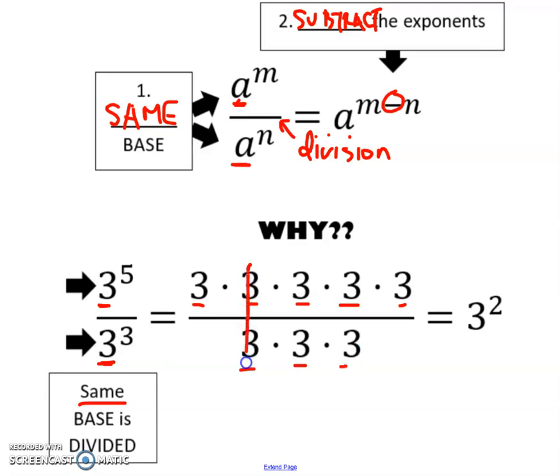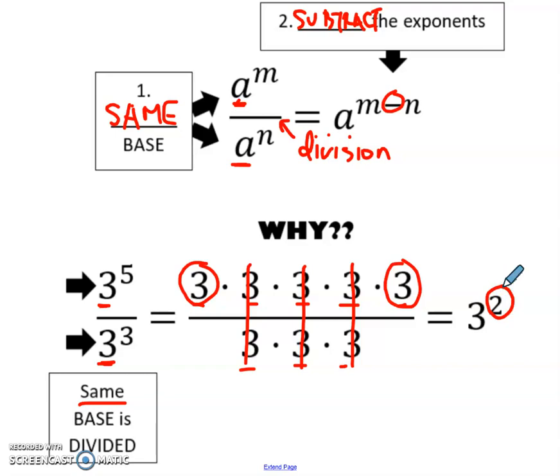So 3 divided by 3 is 1. 3 divided by 3 is 1. 3 divided by 3 is 1. So those all reduce to 1. Look at all those. What am I left with? I have a 3 here times a 3 here, so I am left with 3 squared.